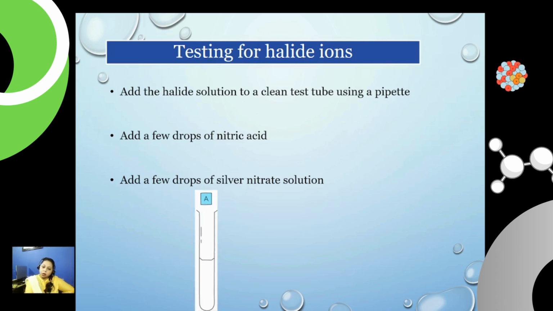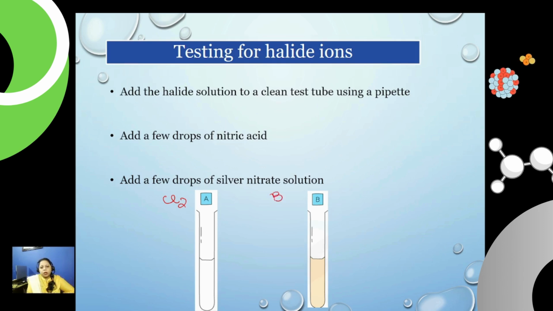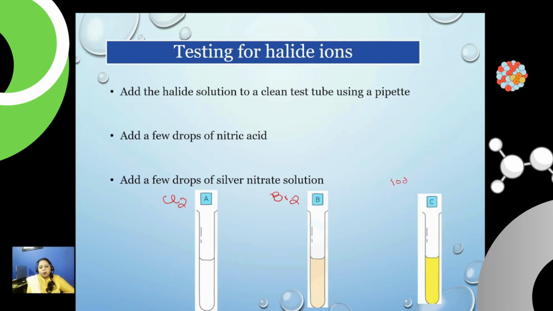When we talk about chloride, there would be an appearance of almost white precipitate. In the case of bromide, you will observe a pale yellow or cream colored precipitate formed, while in the case of iodide, a dark yellow precipitate is formed. So this is how you identify it.